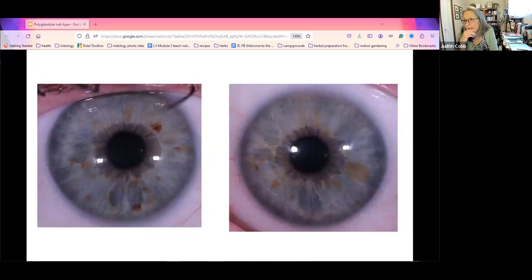Here we have another polyglandular, and you will notice with these eyes that we've got lots of these lacunae attached to the collarette. Interesting that so many of them are in similar placements. This is a female, 5 feet 9 inches tall, 197 pounds. She is polyglandular. So again, we're wondering about blood sugars and all of the different hormones the body creates. We've got lacunae sitting in the kidney and adrenal reaction field in both eyes.